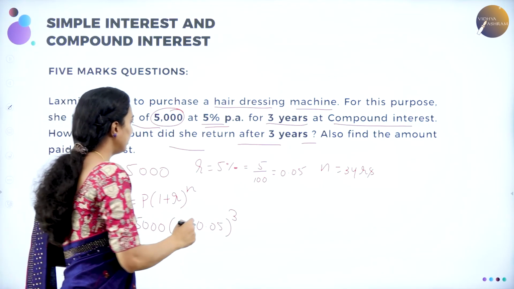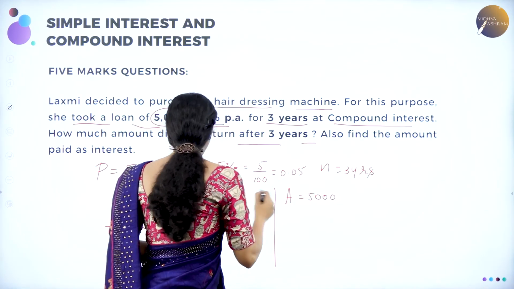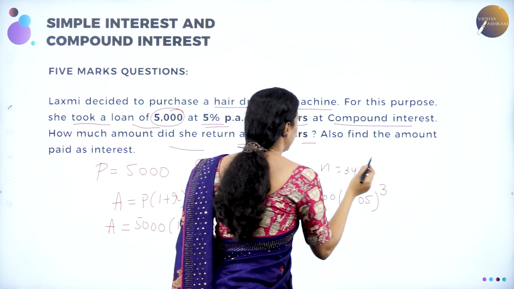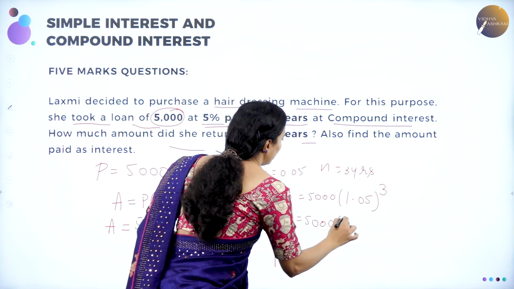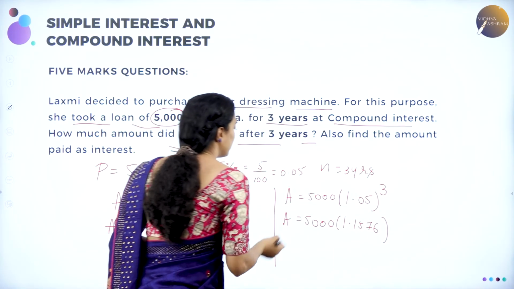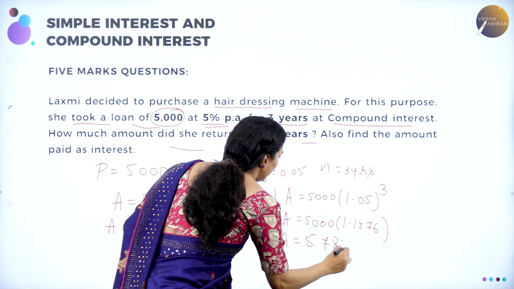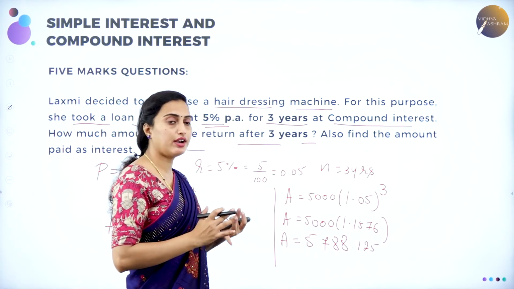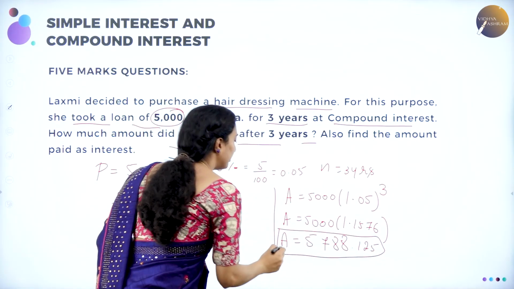Let me calculate this one. A is equal to 5,000 into 1.05 to the power of 3. Let me calculate this, which is A is equal to 5,000 into 1.1576. Okay. So by multiplying this, A will be equal to 5,788.125. So this much amount she will be paying after 3 years.